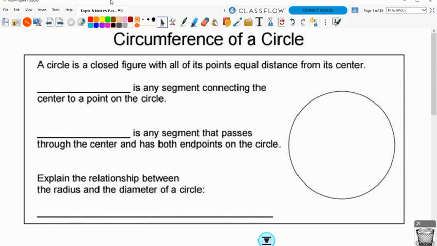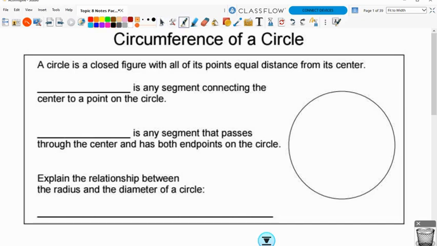A circle is a closed figure with all of its points an equal distance from its center. Okay, so you can imagine where the center of the circle is. Every single part that makes up the circle right here is the same distance away from the center of that circle. Now, there are a couple of different segments of circles that we need to know about.